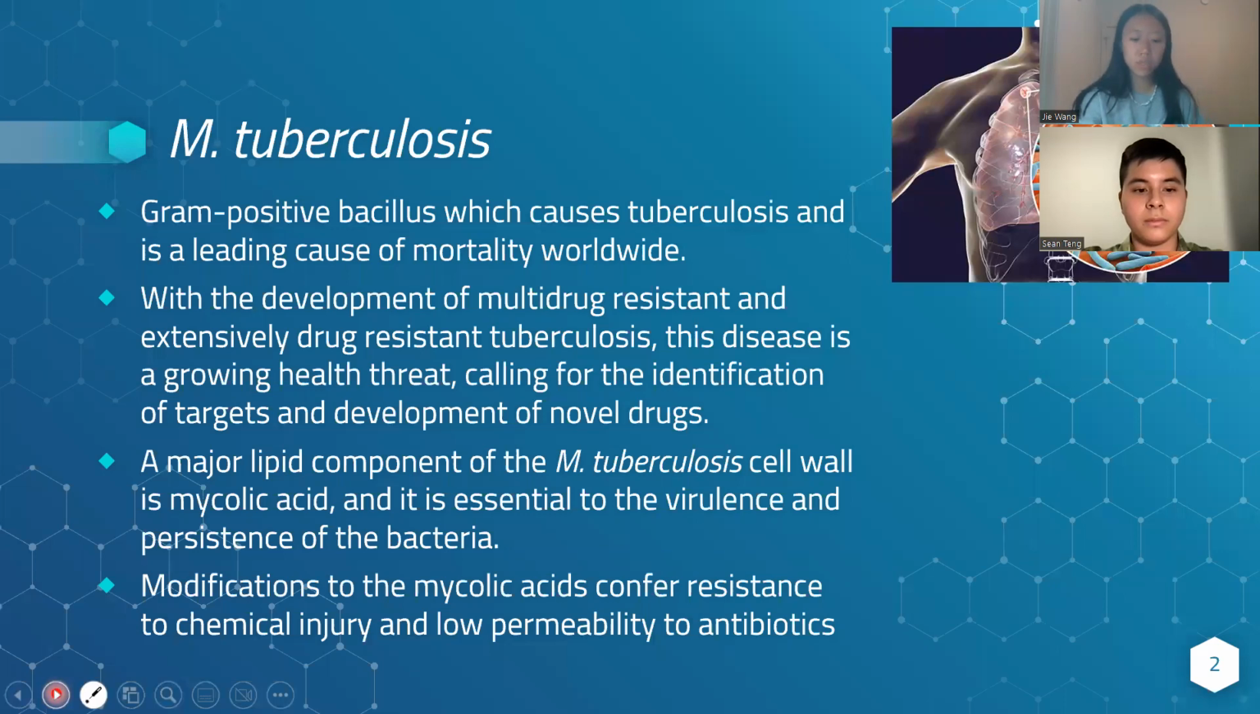So Mycobacterium tuberculosis is a gram-positive bacterium that causes tuberculosis, or TB, as you might know, and it is the leading cause of death worldwide. It kills about 1.8 million people each year, especially in developing countries. And while many of the drugs that were developed in the 1950s are effective against a large percentage of TB cases, there is a growing threat of drug resistance as the microbes adapt to survive in the presence of first-line and even second-line drugs. So it's very important to continue studying this to find new targets and develop new treatments.